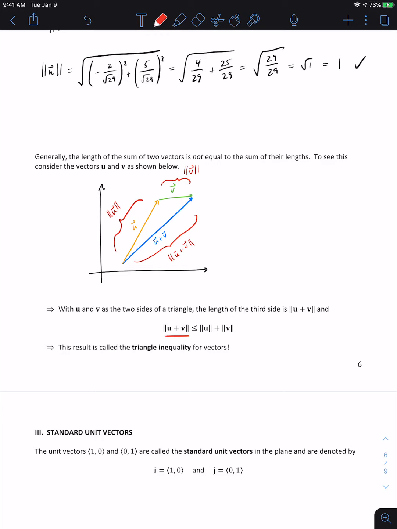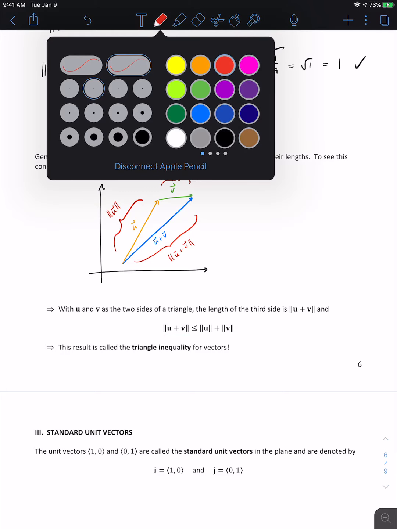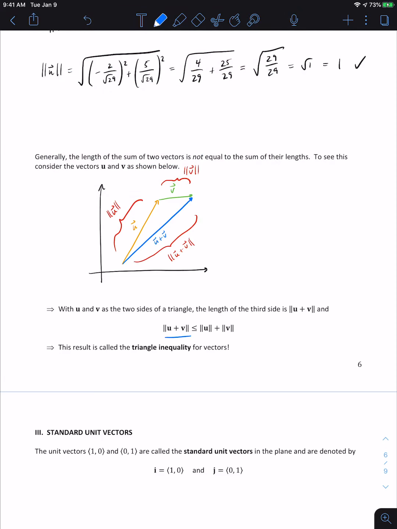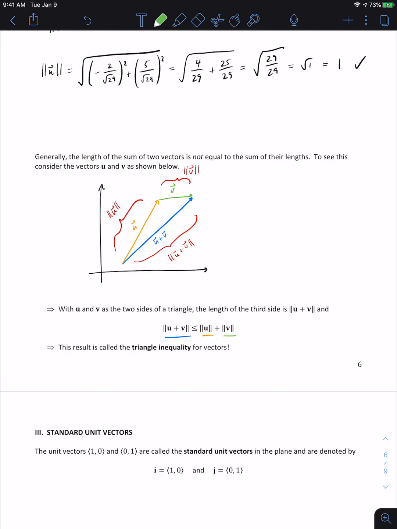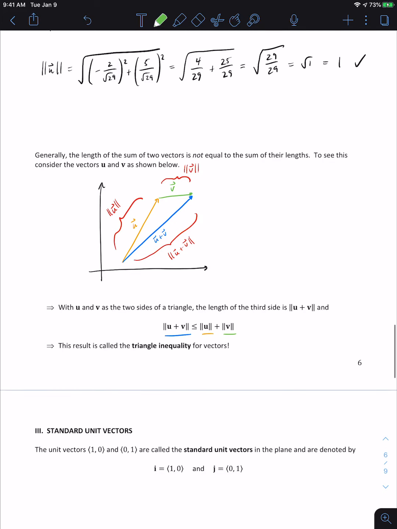And so that is what's known as the triangle inequality. If I go along two sides of a triangle, it's always going to be longer than just going along the hypotenuse, right? This is the hypotenuse, this is going the orange distance, and this is going the green distance. So that's what's known as the triangle inequality for vectors. Okay, we'll go ahead and end this video here, and we'll pick up where we left off in the next video.